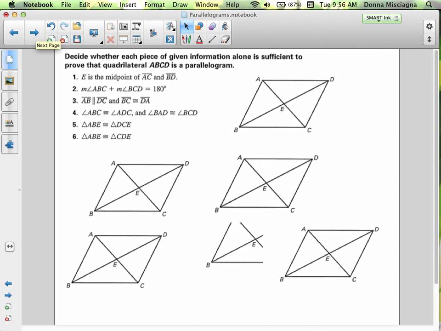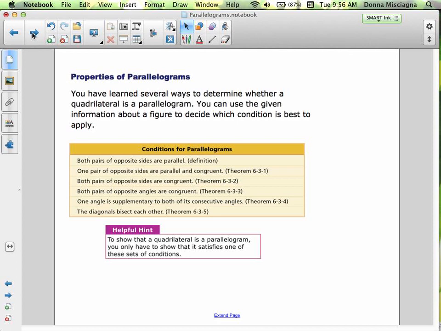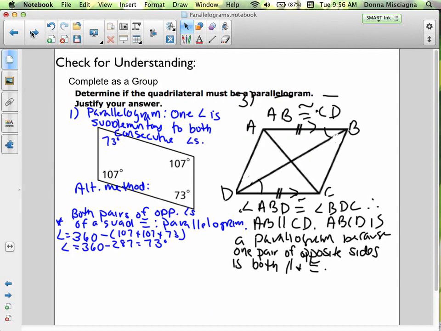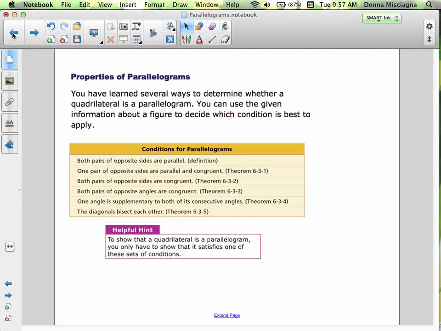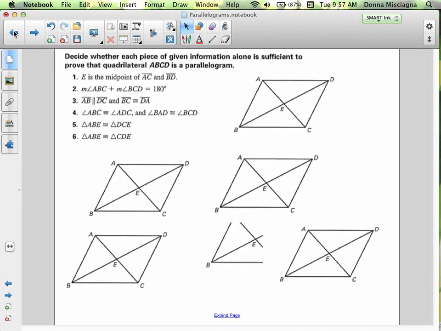This is at 25 minutes, so I'm going to stop here. And in the next video, we'll do these problems. We'll go over the properties of parallelograms, and then we'll do a few more, all right? So we'll come back to this page in the next video.